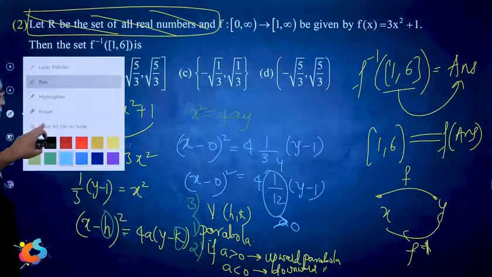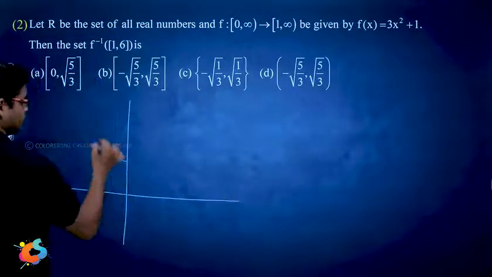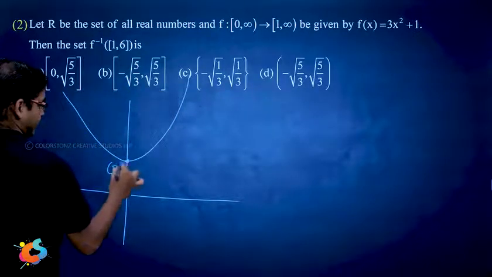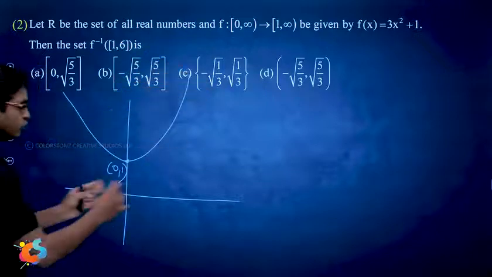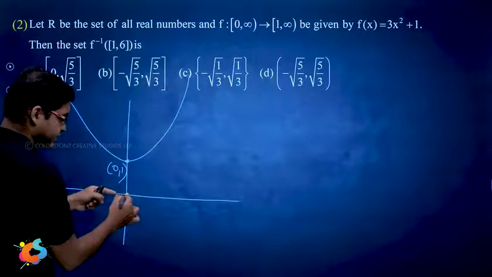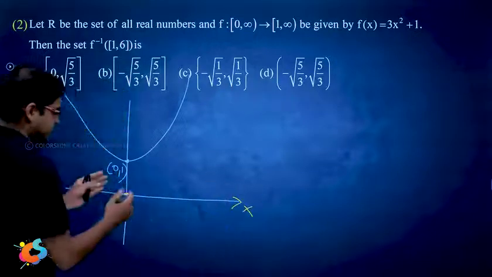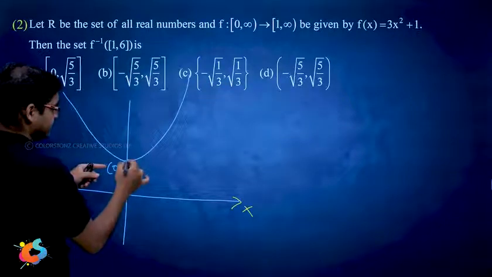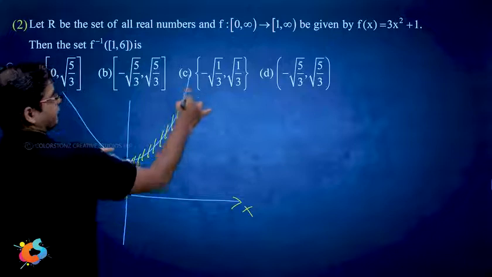So let us draw the graph. Therefore the graph is an upward parabola with vertex 0, 1. That's it. Now we have input values from 0 to infinity. 0 is here. Infinity is there. Input values are always on the x-axis. So for these input values, what are the output values? These are the output values. Or this is the shaded part of the graph.